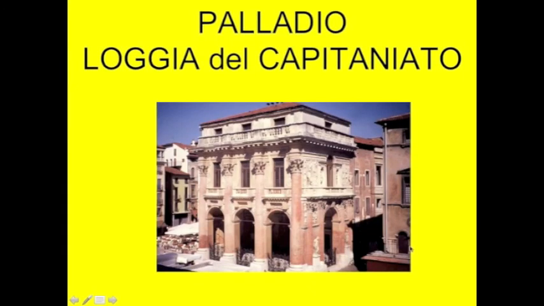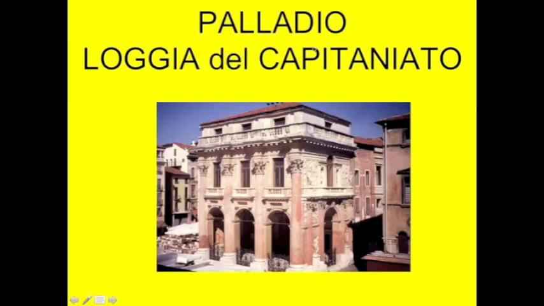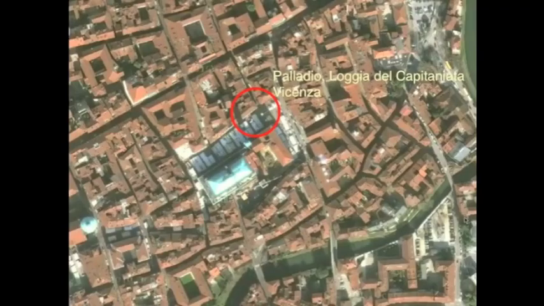Here's another building. This is exactly across the square from the Palazzo della Ragione. Here's the Palazzo della Ragione. Here's the Loggia del Capitaniato. And the Capitaniato are just, you know, city council, a group of important citizens. And the Loggia is this space here. So the important citizens could hang out and have learned conversations right here off the main square.